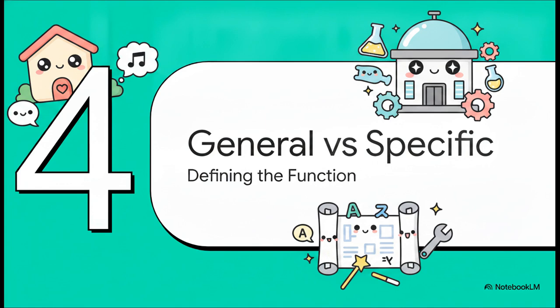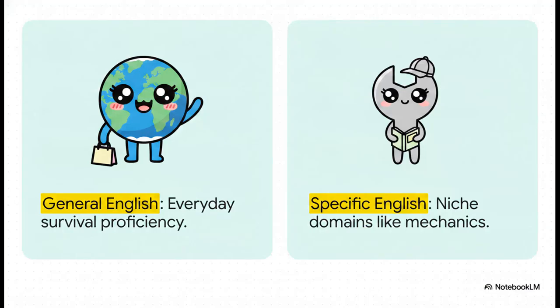Defining the function. That brings us to the next major decision in our blueprint, defining the function of the building itself. Are we building a general-purpose family home, or are we building a highly specialized facility, like a chemistry lab? So, the crucial point here is this massive ongoing debate in language teaching. Do we teach general-purpose English? You know, the everyday survival language needed to grab food, make friends, and find our way around town.